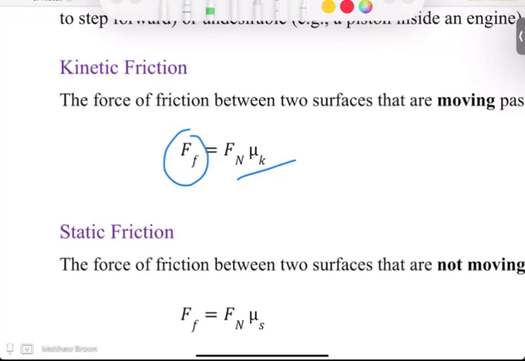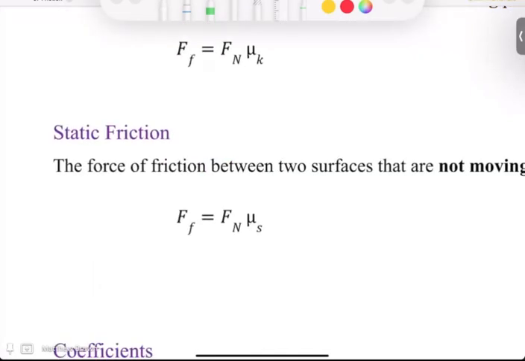Right? And for static friction, it's identical, right? Whatever the force is depends, well, not entirely, I guess, on the normal force, but now you've got a different coefficient. And that has to do with the fact that often you have to apply more force to get something to start moving than you do to keep it moving.